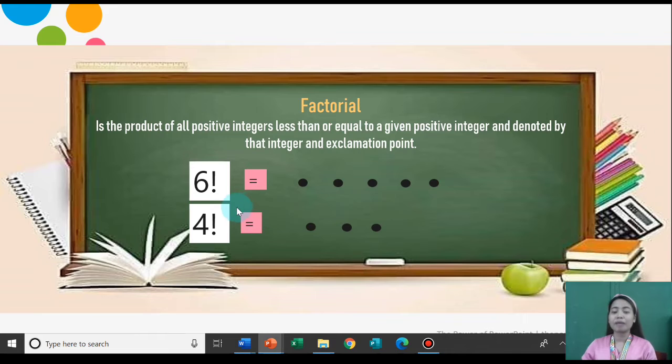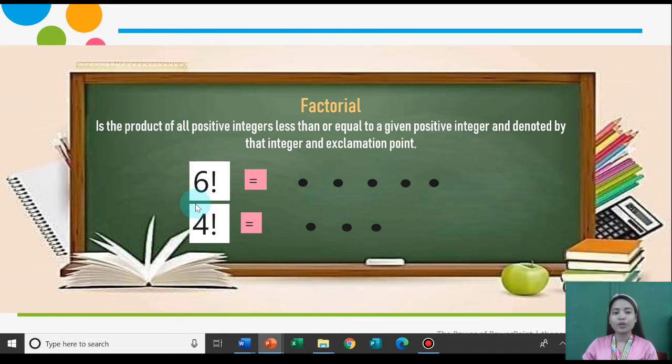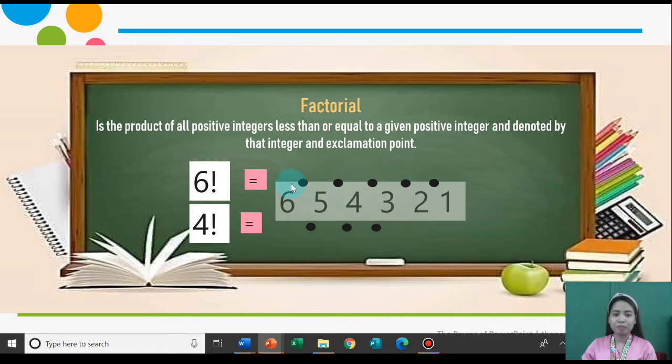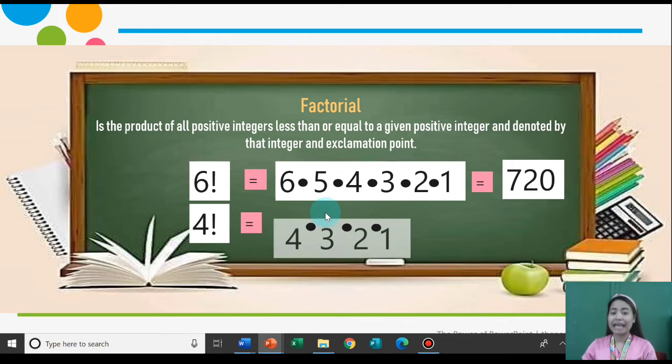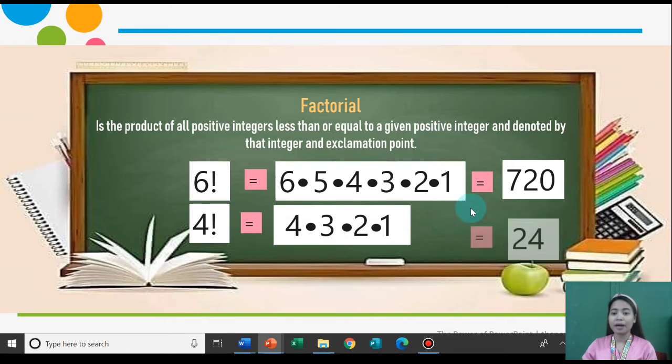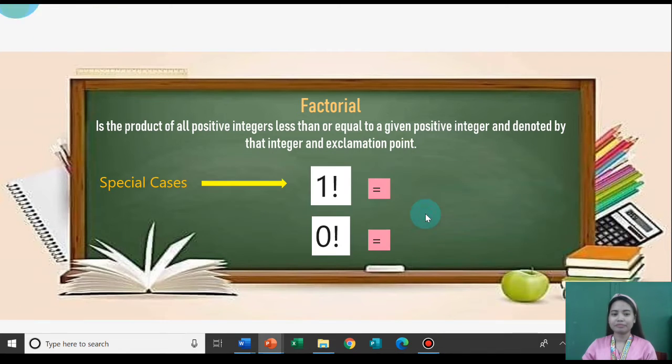I prepared here some examples of factorial. So we have 6 factorial and 4 factorial. To be able to find the final answer, we need to expand 6 factorial. So it will become 6 times 5 times 4 times 3 times 2 times 1, which will become 720, as well as 4 factorial. It can be written as 4 times 3 times 2 times 1. The product will become 24.